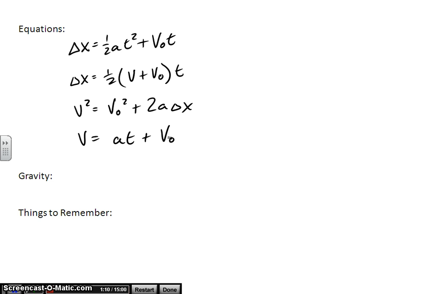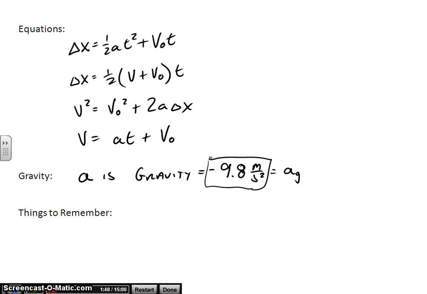The only difference now is something is being either thrown up or thrown down or thrown across or rolling or falling. So we have to use gravity. Our a is gravity, which is going to equal negative, because it's down, 9.8 meters per second squared. Sometimes I'll even write it as a_g, acceleration due to gravity. You'll see that in some books. Some books will even put just a g. You're supposed to assume that means gravity, but gravity will always be 9.8 meters per second squared down.